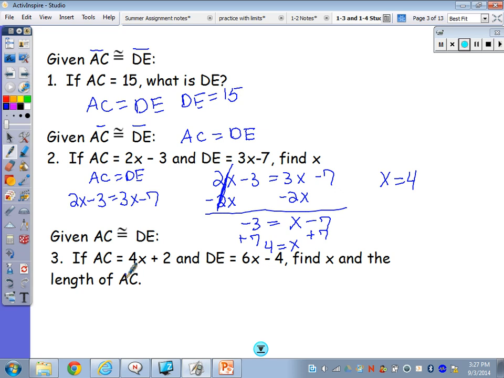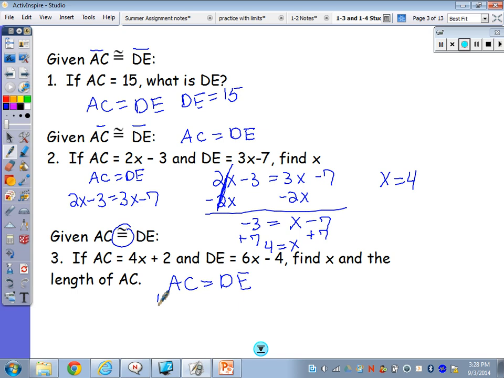So example 3 says AC is congruent to DE. And if AC is 4x plus 2 and DE is 6x minus 4, find the value of x and then the length of AC. So before we can find AC, and if they want the length, they just want the number, how long is it as a number, we always have to find x first. So again, I know that AC is equal to DE because this symbol, congruent, means equal.